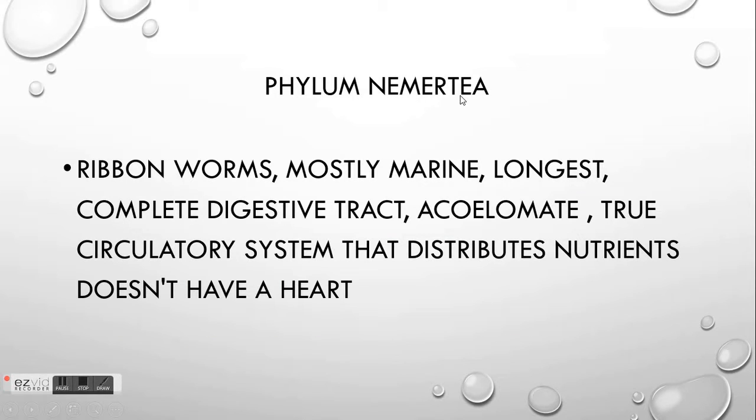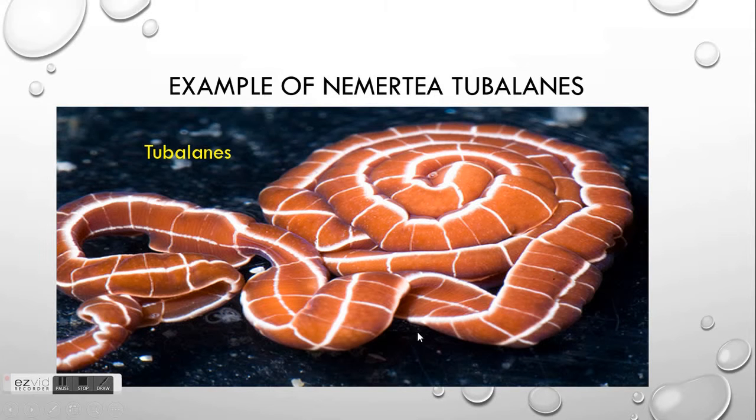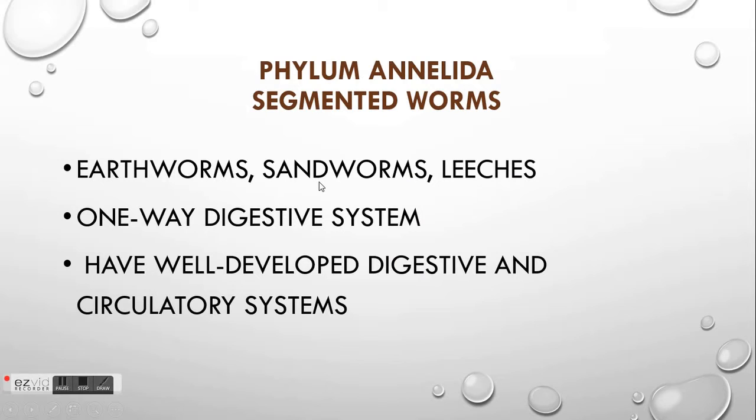Phylum Nemertea. Ribbon worms, they are ribbon worms, mostly marine, with the longest complete digestive tract. They have no body cavity, so acoelomate, a true circulatory system that distributes nutrients, but doesn't have a heart. So that's all about phylum Nemertea. Here the example is called tubulins, an example of Nemertea, really long.